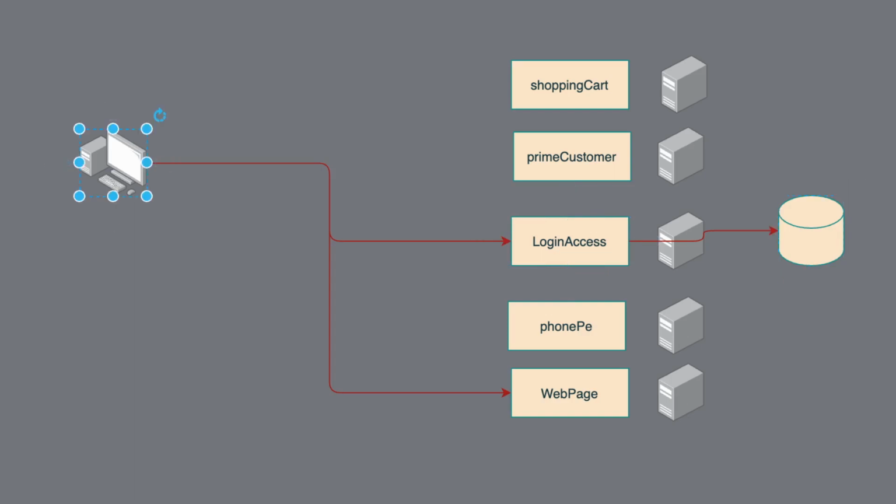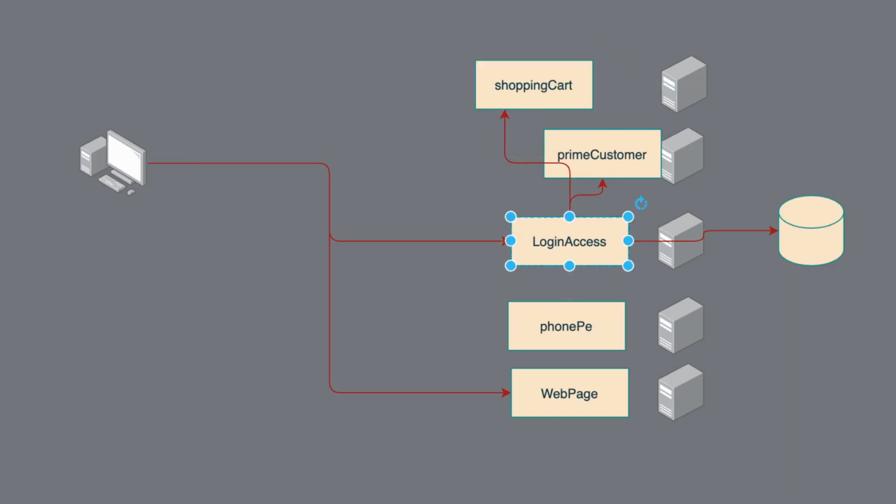And then at the same time it also wants to talk to other software. It might want to talk to the shopping cart to check if there are any items added to the shopping cart. Then it may want to talk to the prime customer software to check if there is any discount available for this particular customer, whether he is a prime customer or not. So such information can be provided by different software. So when this software wants to know some information, it wants to talk to the other software.